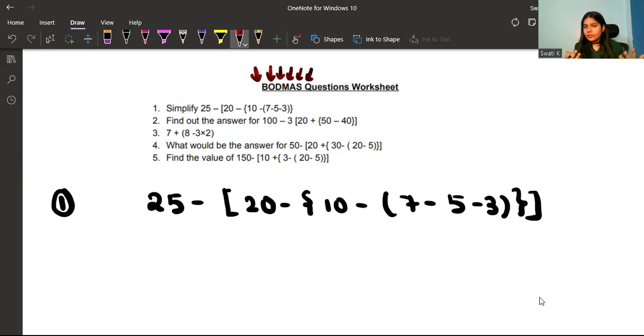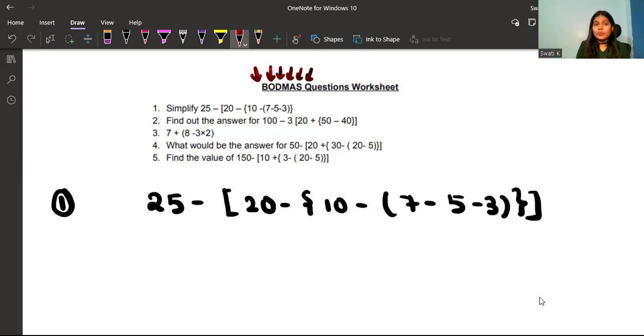The preference order is from B to S. First preference we always give to B. Second preference we give to of or order. Of is nothing but multiplication in mathematics, and order is the exponent or power. And then division, then multiplication, then addition, and then subtraction.